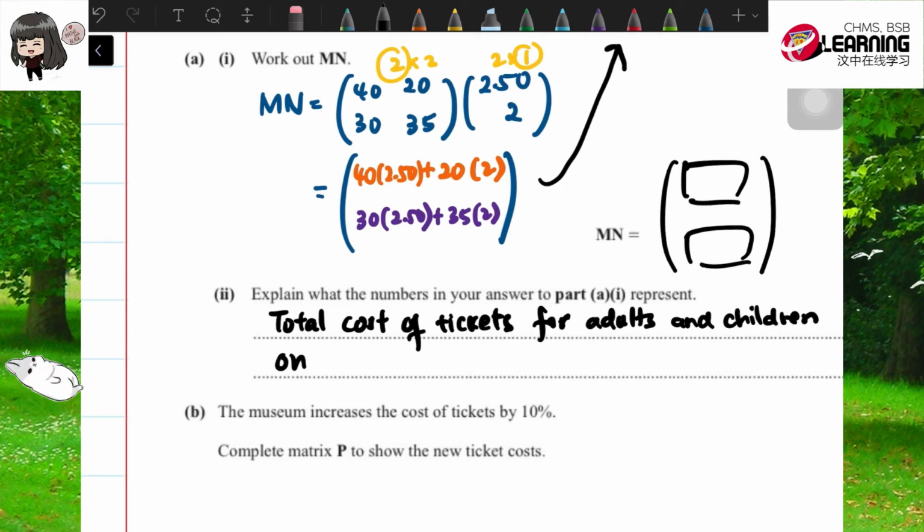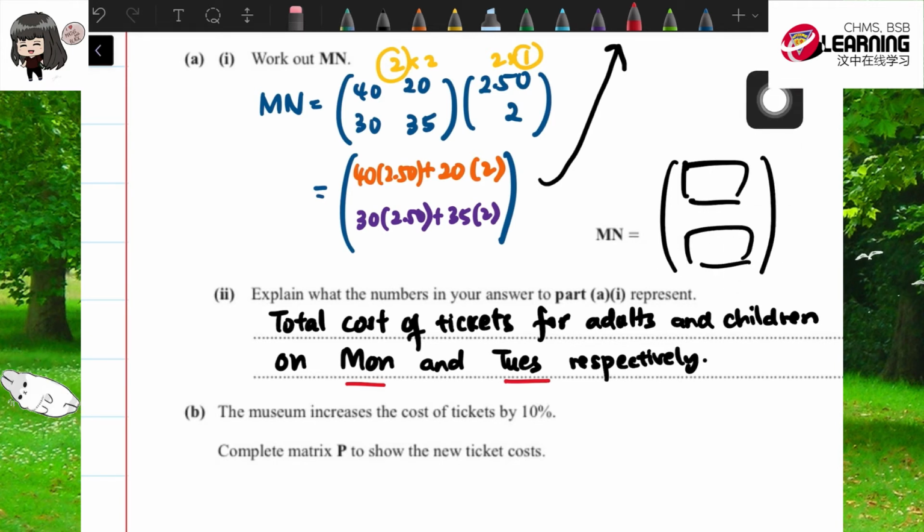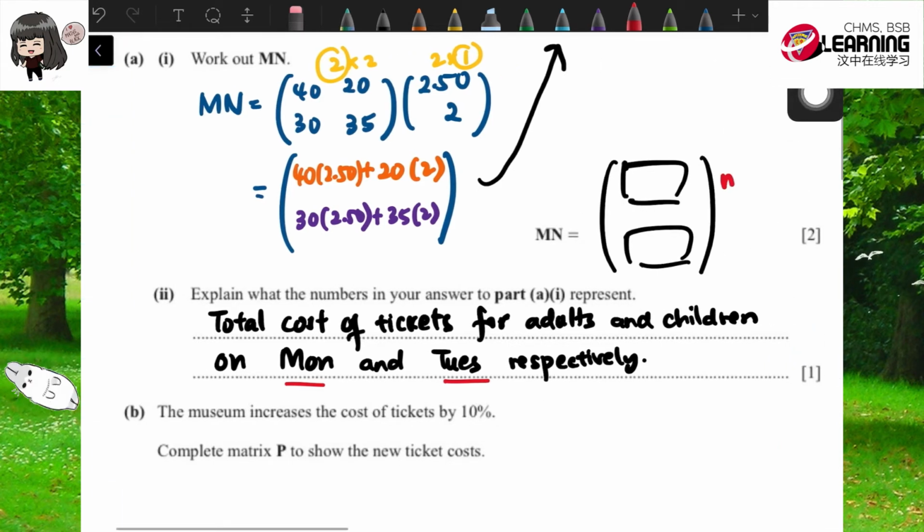Okay, on Monday and Tuesday respectively. Why do I write respectively? Because Monday and Tuesday are two different days. Without respectively, it would mean adding Monday and Tuesday all together. But if I say respectively, it means this one is represented by Monday and Tuesday. So basically these are the Monday and Tuesday ticket prices that they received, or the price of the tickets for total adult and children.